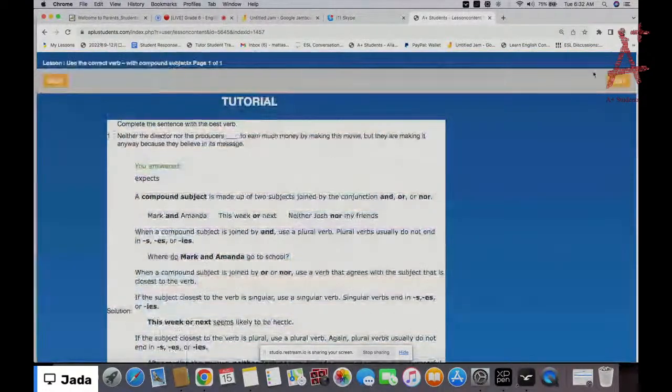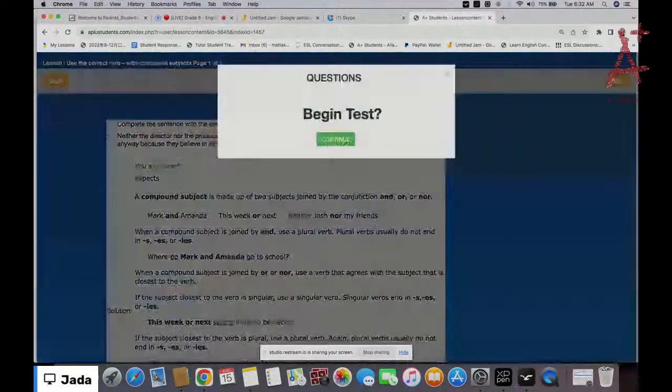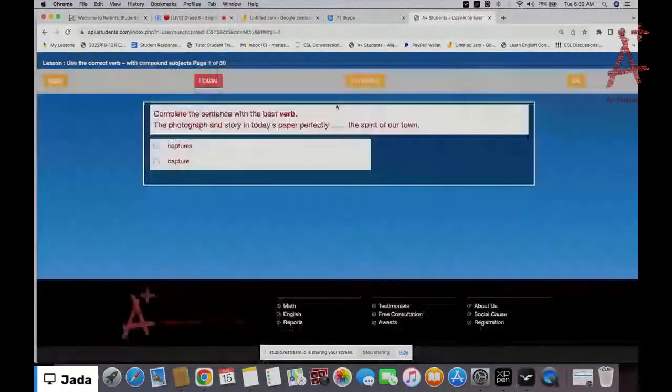Okay, we're going to move on to the test now, to check that you understand. We have 30 questions. Let's try to see how many we can get done together. Now complete the sentence with the best verb. So you need to choose the best verb that is suitable for this sentence.